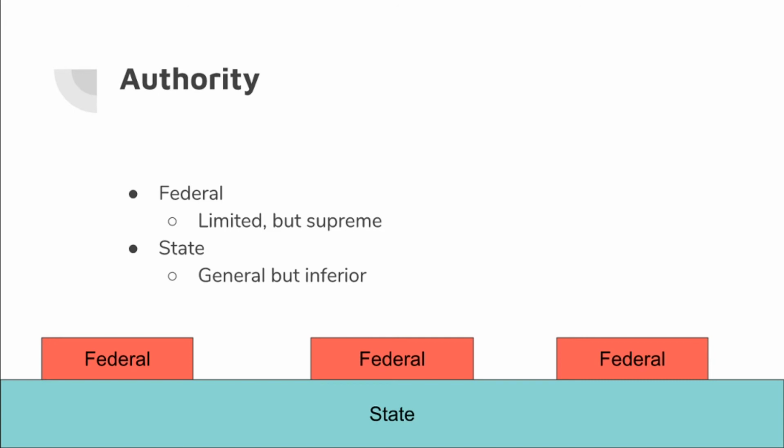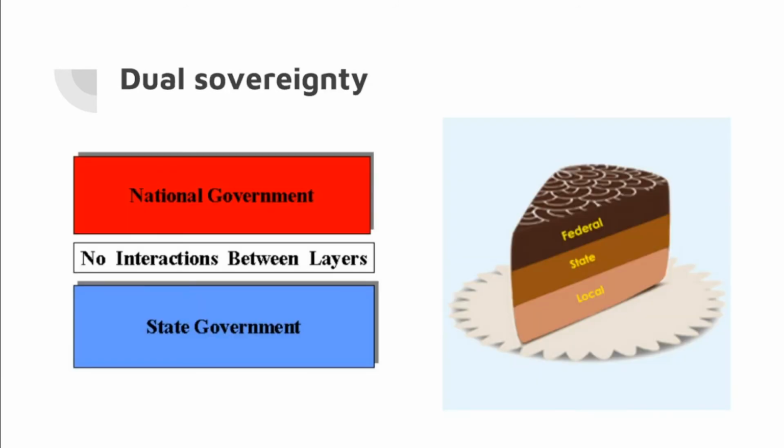However, the state government has much more general power, meaning that the state government has the ability to act in many more situations than the federal government does. This idea that the national government and state government have different areas of authority is called dual sovereignty.